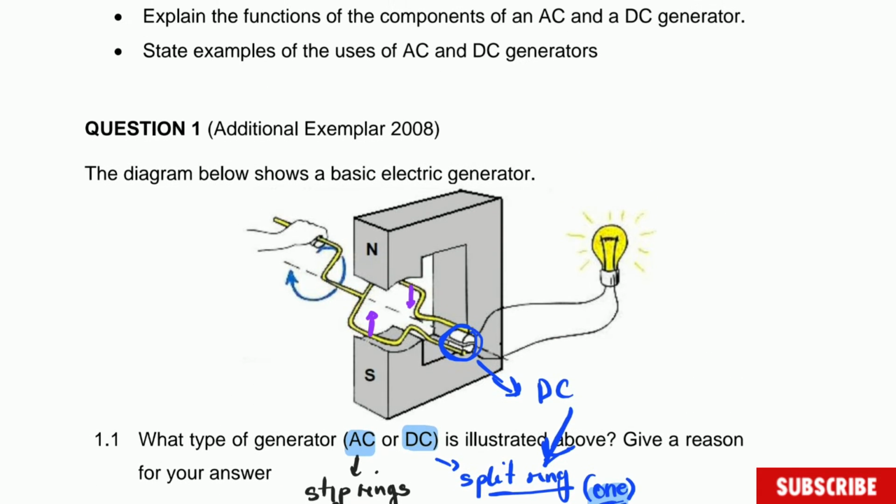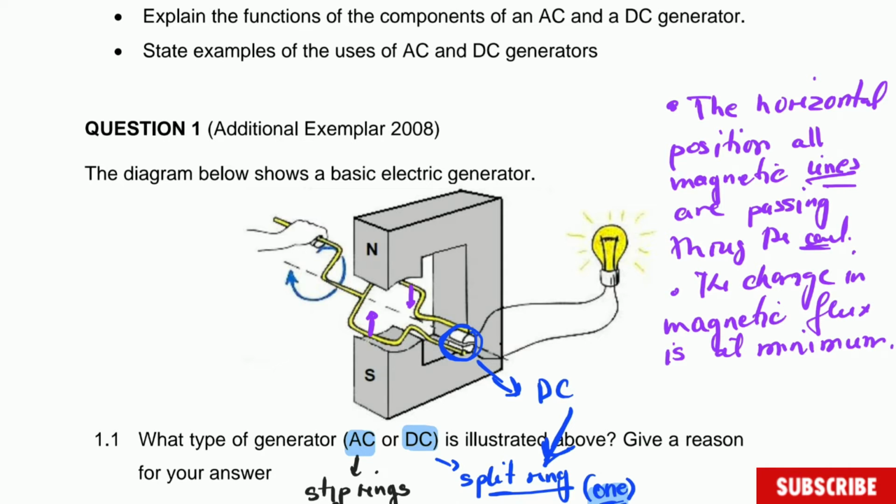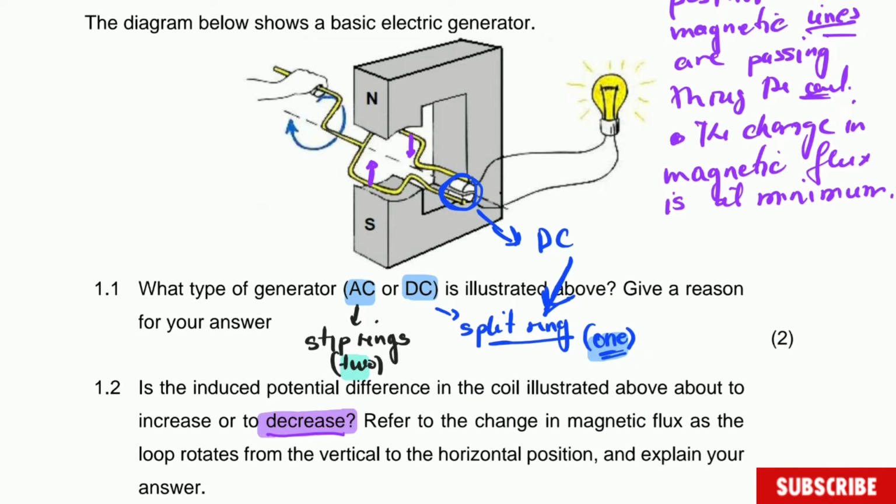Let's write here what you can say in words. Okay, so first we can say that in the horizontal position, all the magnetic lines are passing through the coil. That is important. You can say it in those words, or you can use any other English words or explanation you want. But what happened? This is not what produces the EMF and therefore the current. What produces that is the change in magnetic flux. And at that position, the change in magnetic flux is at minimum. This is just a small explanation of what is happening at that specific point.